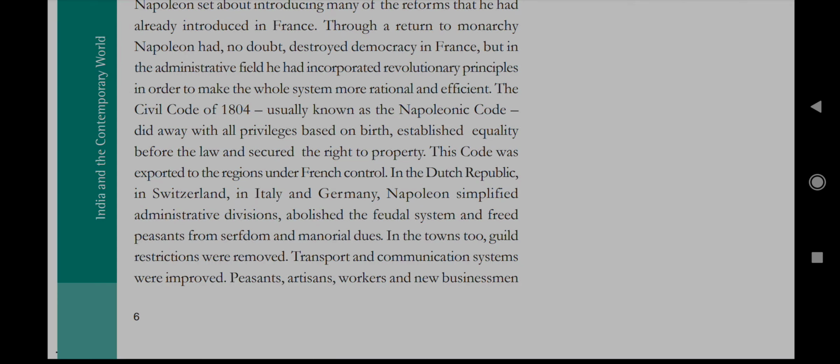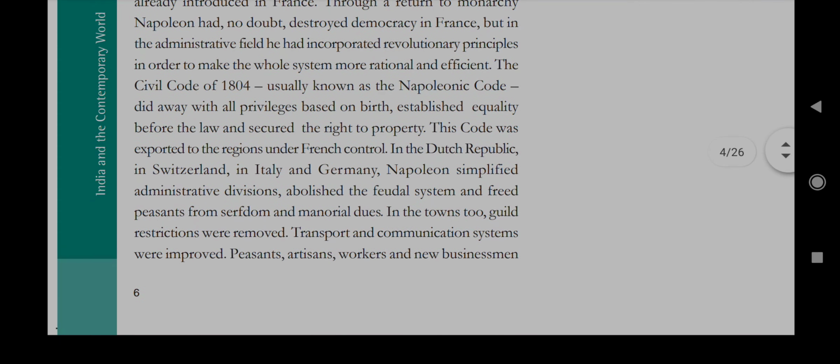See, the clergy and the upper two estates were abolished, in a way. All the privileges were taken away from them. Everyone was equal before the law. Also, the right to property was secured. This code was exported to regions under French control, as I told you earlier also.